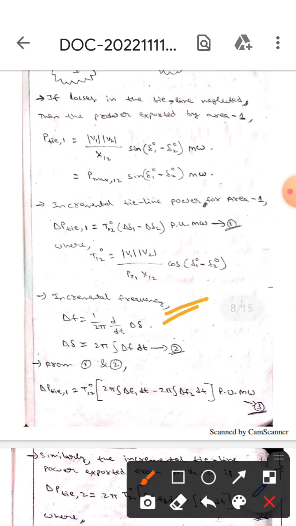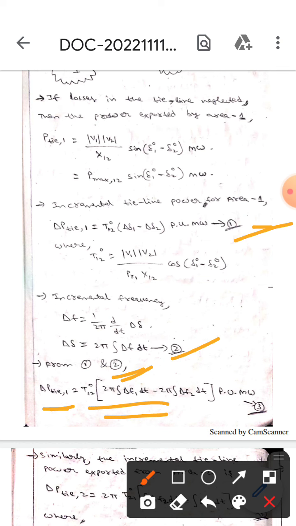Here the incremental frequency is delta f, which equals 1 by 2f into d by dt of delta. Also, if you observe here, this delta is 2 pi into the integral of delta f dt, let it be equation 2. From equations 1 and 2, we can write delta P_tie,1 equals T12_0 into this, let it be equation 3.